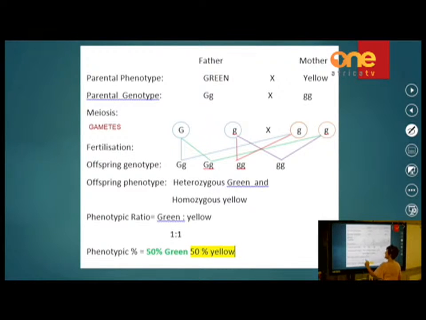What is the ratio green to yellow? 1 to 1. Interesting. Heterozygous dominant and homozygous recessive always give me a 50-50 chance for green and yellow. But remember, this offspring is heterozygous. So it is not a true bred, but it is a hybrid. This offspring will carry the yellow gene. You see? It carries the yellow gene, so they can transfer that yellow gene to their offspring again.